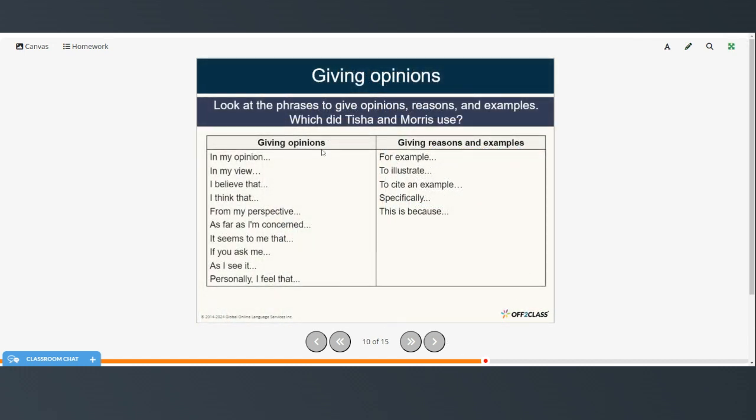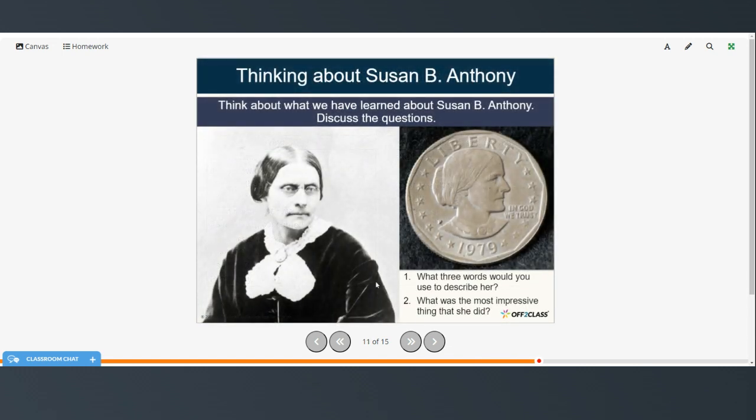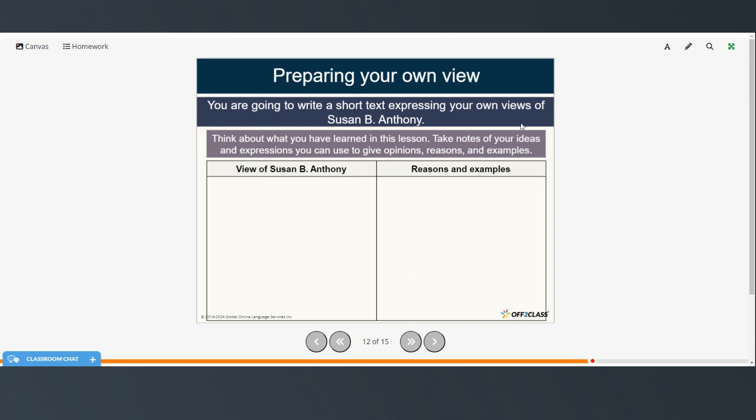All right, and as we saw in the last video, these are some phrases for giving opinions and then giving reasons and examples. You can look back and see which ones Tisha and Morris used. So think about what we have learned about Susan B. Anthony and then discuss these questions. What three words would you use to describe her? And what do you think was the most impressive thing that she did? Again, these are just your opinions, but you can use those words and phrases to give your opinions and reasons and examples. And then you can prepare to write your own short text about your views on Susan B. Anthony.